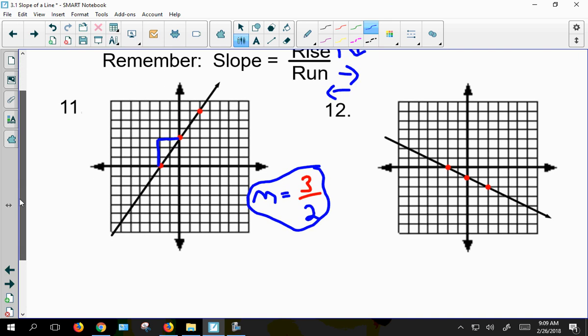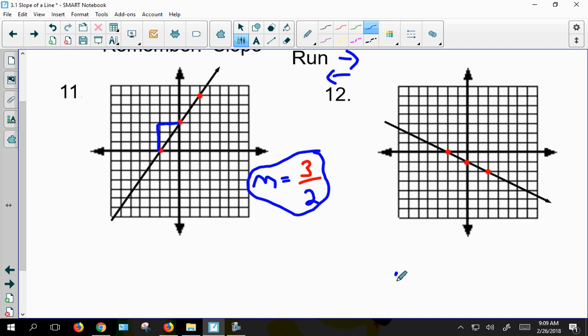Let's look at number 12. Same thing. m equals, we're going to go down 1. So I put a 1 on top. And then we run 2. So I put 2 on bottom. However, this is a negative slope. See? Dude's walking down. This is a positive slope. Dude's walking up. So I have to make this negative. Yes, I went down, which is negative, but if you just look at the line, you'll see whether it's positive or negative.